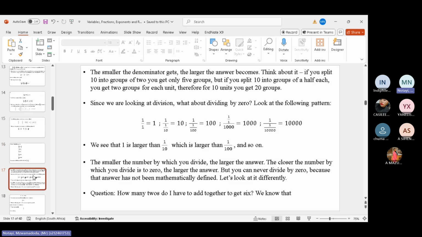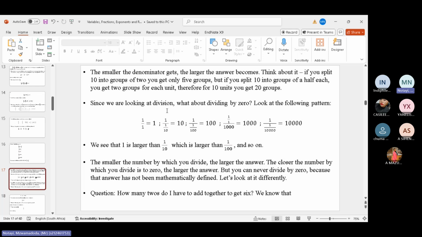So in simple terms, the smaller the denominator gets, the larger the answer becomes. So the smaller the denominator, that is the bottom number, the larger the answer we get. Think about it. If you split 10 into groups of 2, you get only 5. But if you split 10 into groups of half each, you get 2 groups for each unit. Therefore, for 10 units, you get 20 groups.